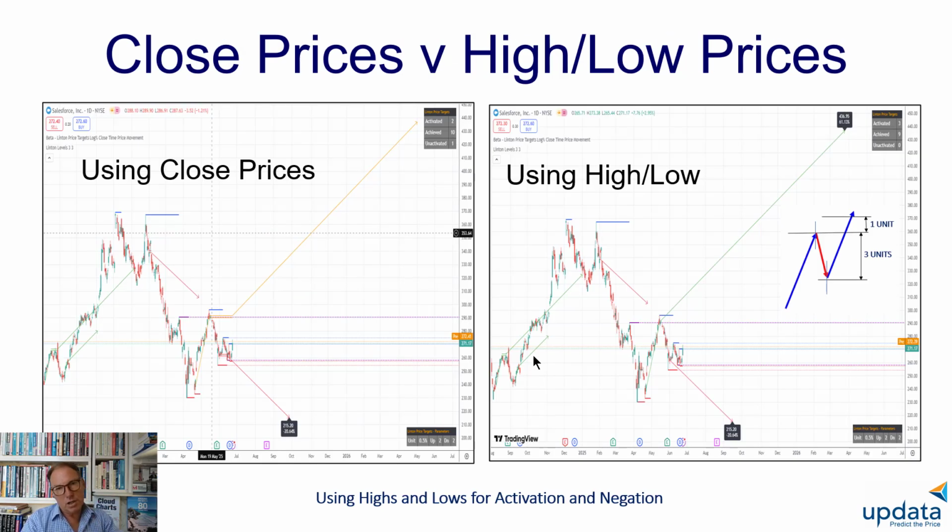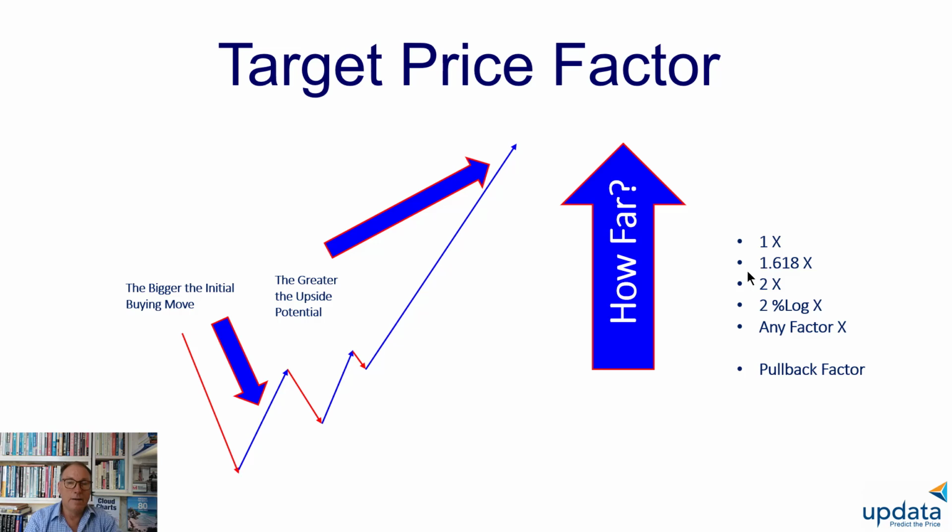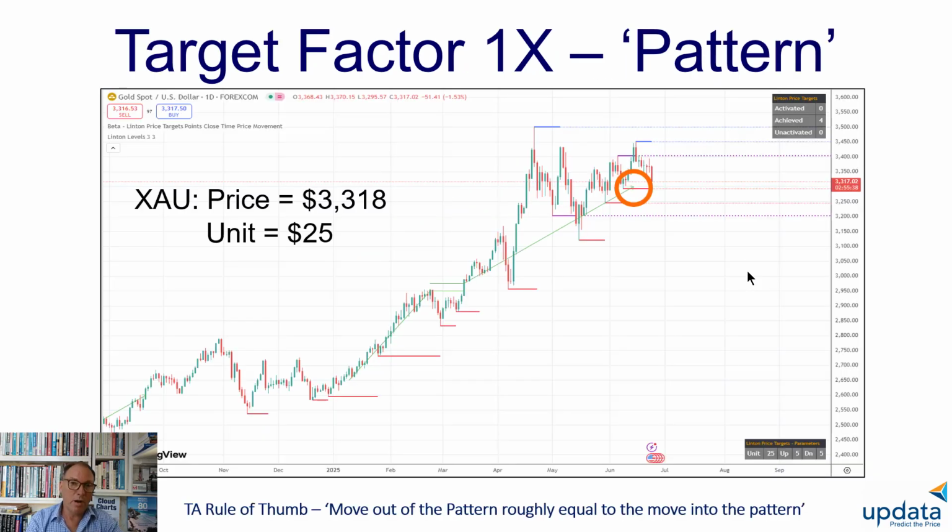You can use close prices versus high prices. You can change those. I use close, but you can use high, low, and I'll give you slightly different targets. So here you can see the target wasn't activated. Here it is because the high went through the activation level. So that is a factor, but I tend to use just closing prices. You can change the factor of how far you want the target. So one times the thrust. So here is 1 times. This is the classic pattern, if you like. Move into the pattern, sideways, move out.